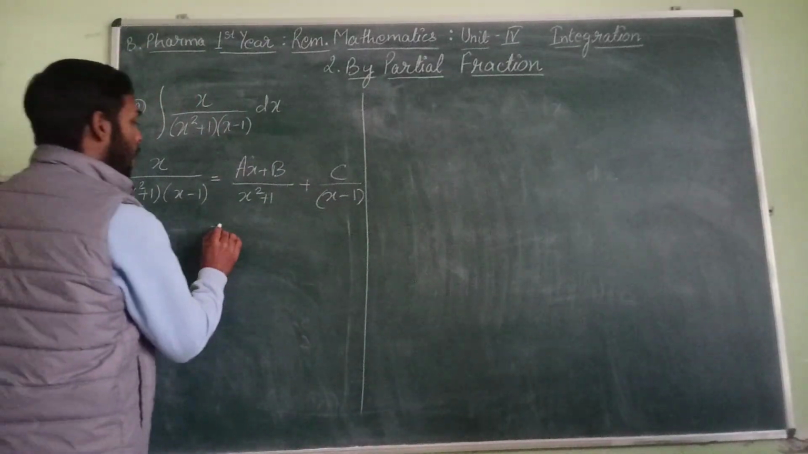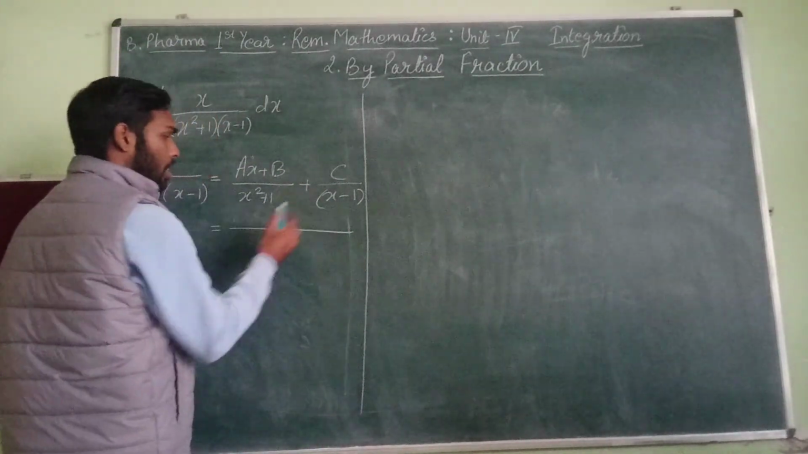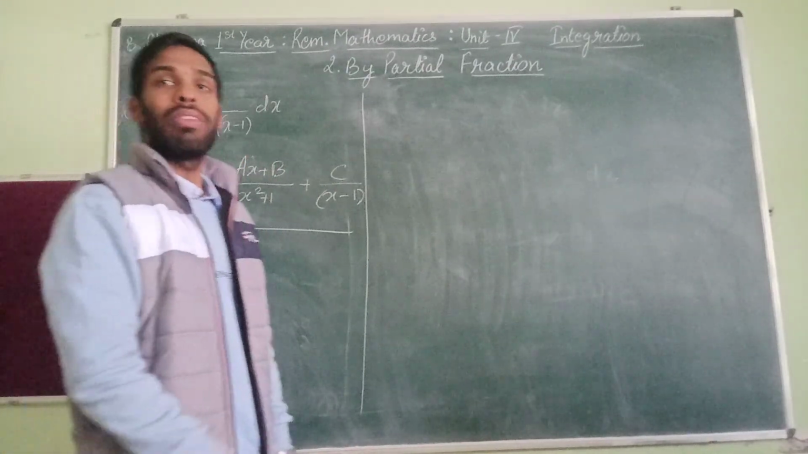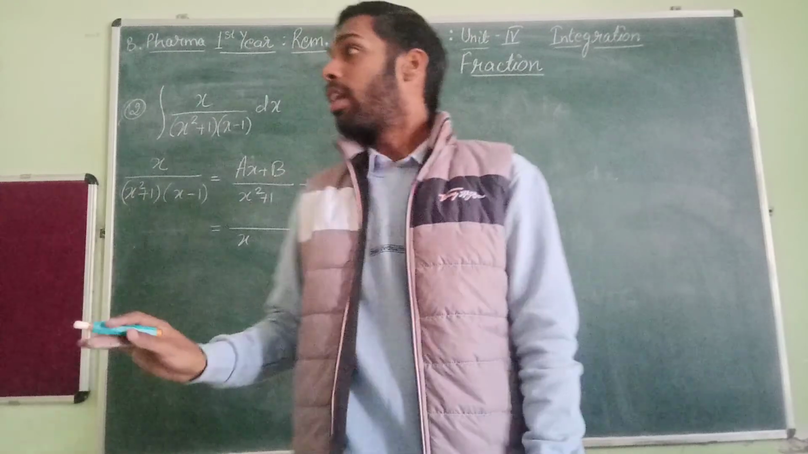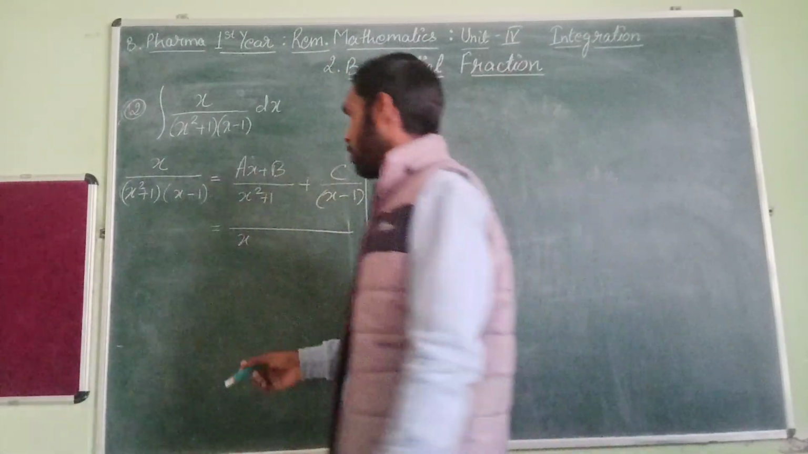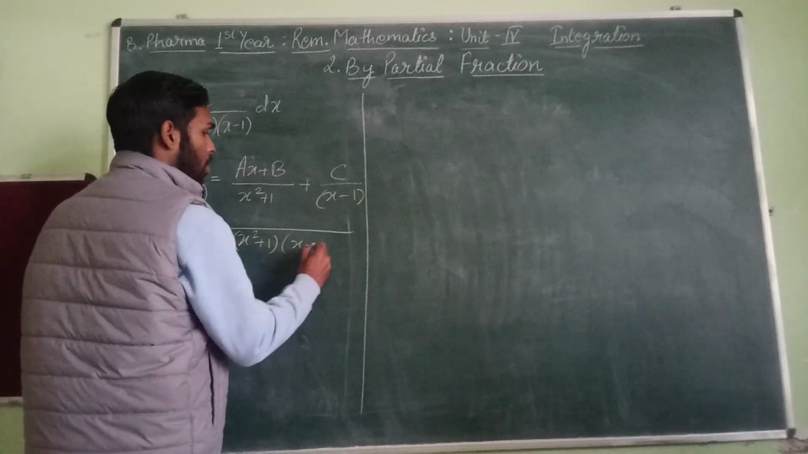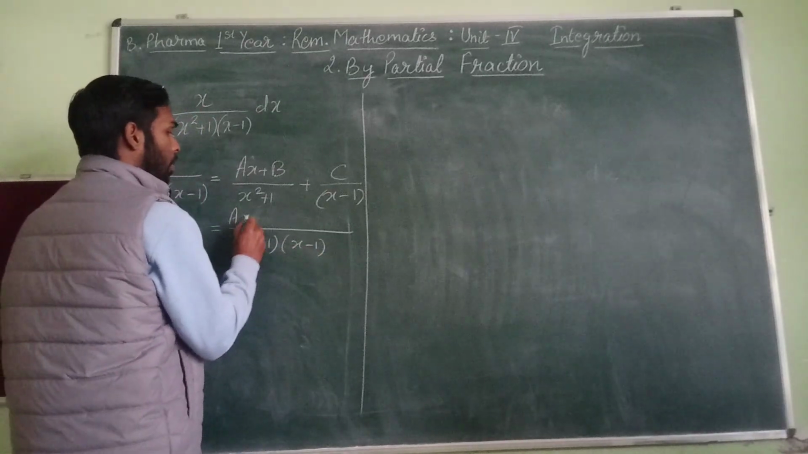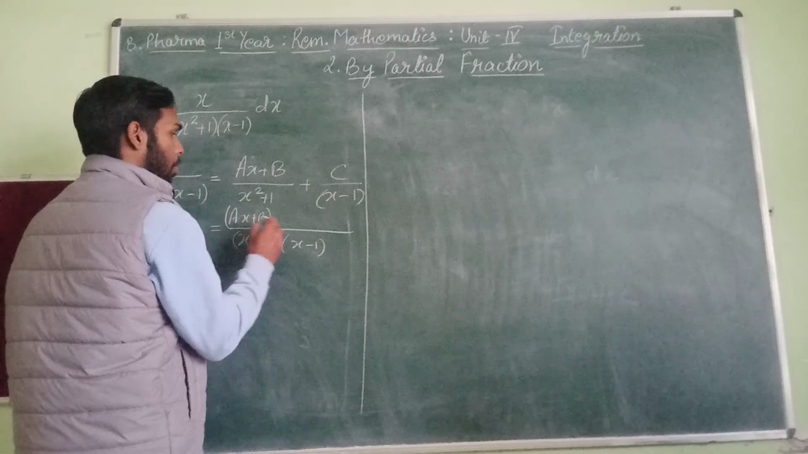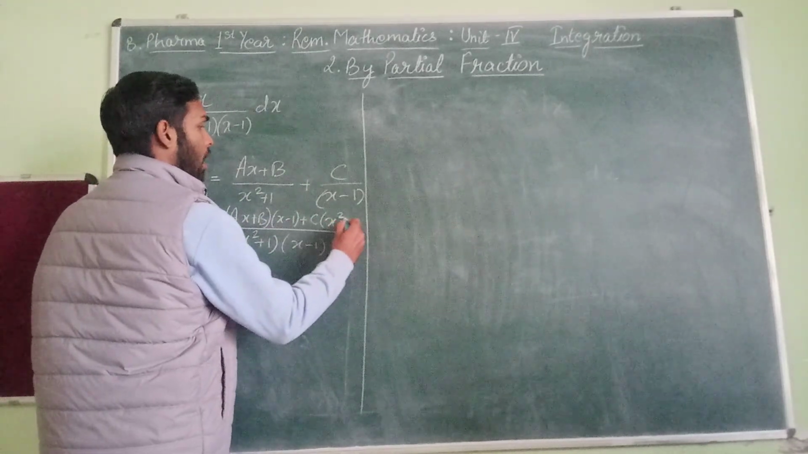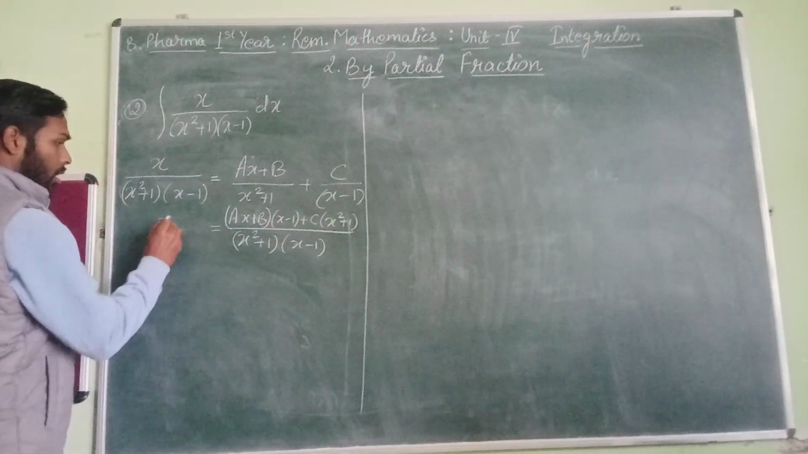Now we can take LCM on the right hand side as in the previous one. But how do you have to write it in this form? That thing you have to just keep in your mind. The remaining whole portion is the same as the previous one. So (x square plus 1) into (x minus 1): (ax plus b) will be multiplied with (x minus 1) plus c into (x square plus 1), and as it is.